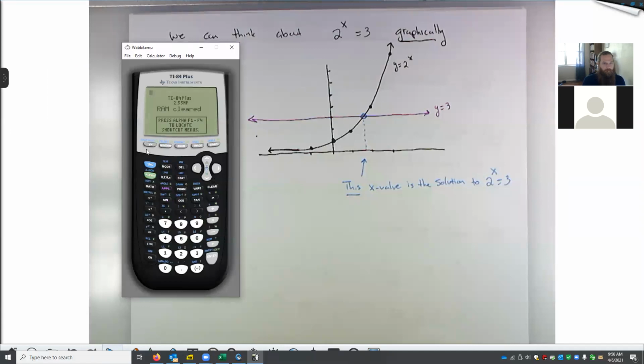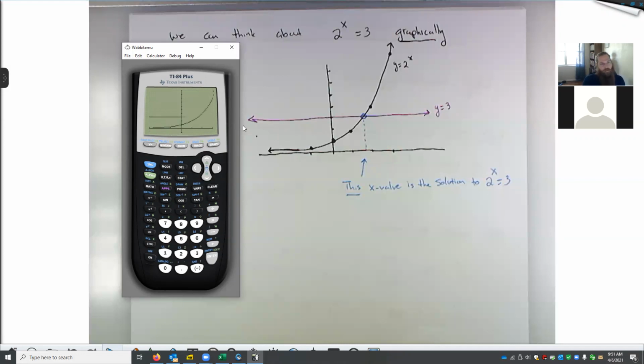Let's take a look. I can hit y equals up here. I'm going to graph something. Then I type 2 raised to the power of x. And then for y2, I type in just 3. I can play with my window settings a little bit to kind of make things match here. My window settings are going from like -3 to 3 along the x-axis. And the y-axis, I'll say from like -1 to 10. That's about the picture I'd found there.